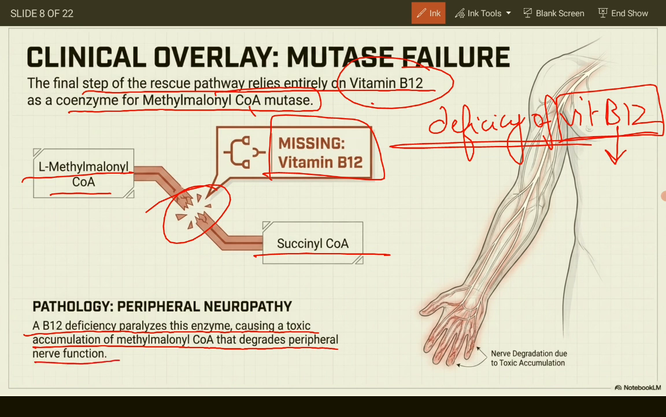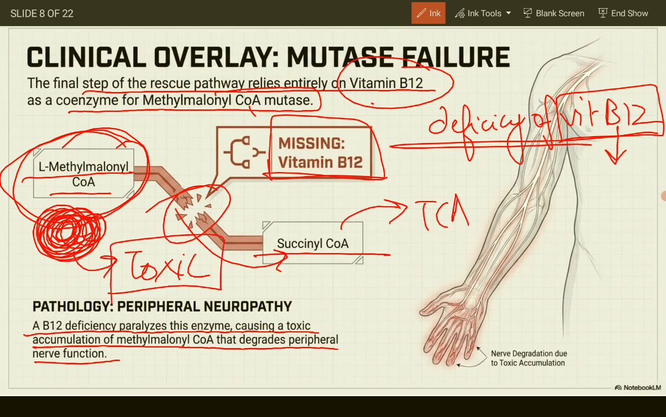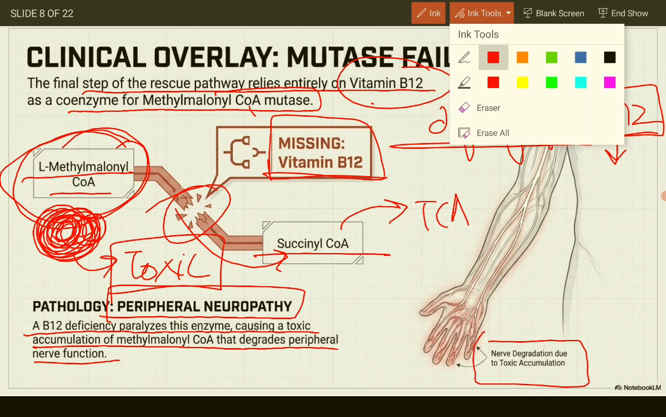So, in case of vitamin B12 deficiency, L-methylmalonyl CoA cannot be converted to succinyl CoA and this cannot enter the TCA cycle. In that case, L-methylmalonyl CoA is accumulated in larger and larger quantities that goes nowhere and is accumulated inside the body. This is toxic. And this causes a condition called peripheral neuropathy. Thus it causes nerve degradation due to its accumulation.